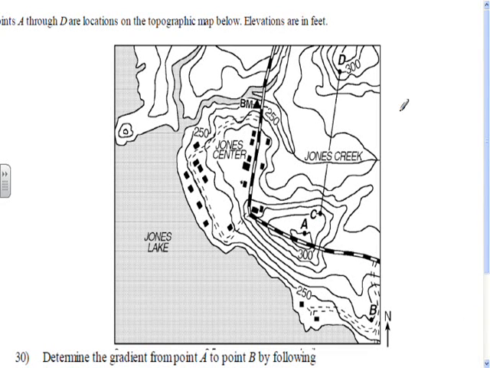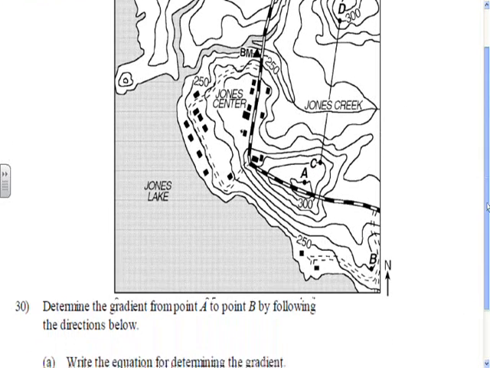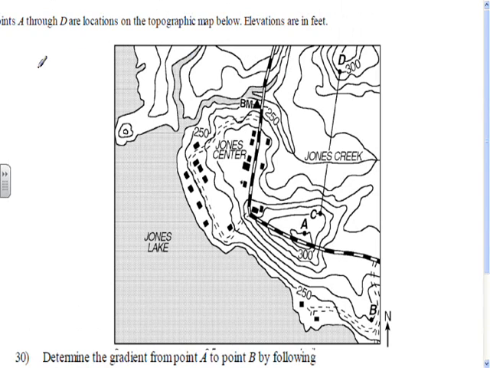Second problem here. For this problem, we have a map again. Again, as I said, make sure to read the whole thing. Elevations on the map below are in feet. Very important. So all those numbers you see here in the map are in feet. Okay, very important.